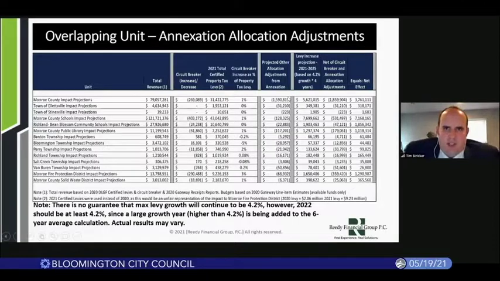For other allocation adjustments, we're showing a $1.59 million adjustment to Monroe County. And then when we compare the levy growth over the 4 years, the county will have roughly $5.6 million in maximum levy in 2025. And then you net out the $1.859 million allocation adjustment from annexation. The net effect is a positive $3.76 million for the county.